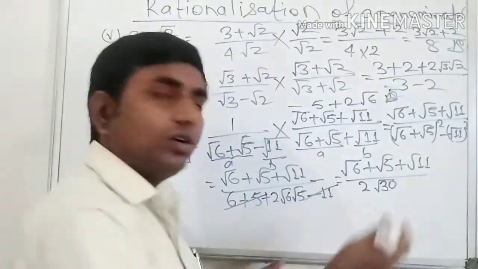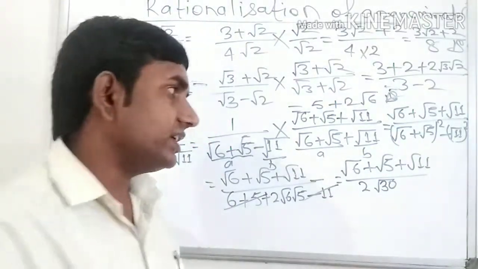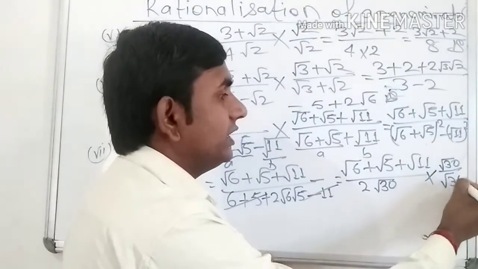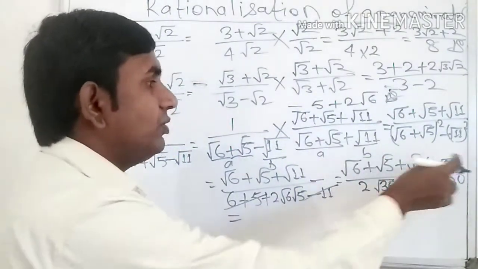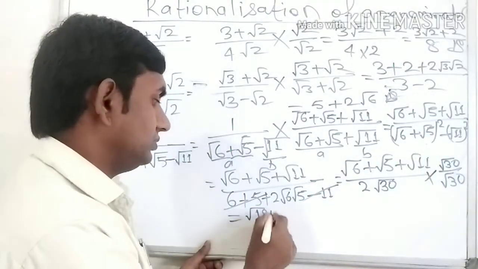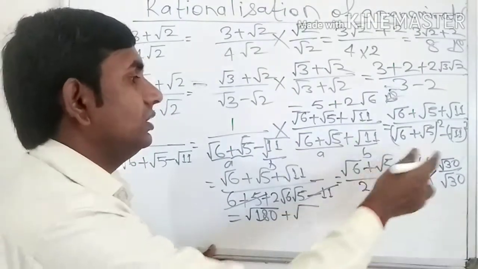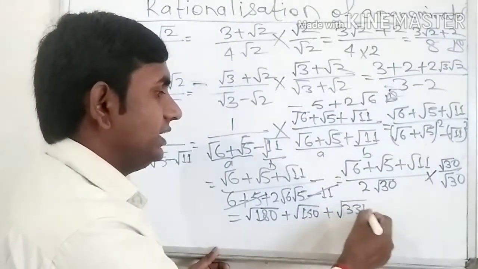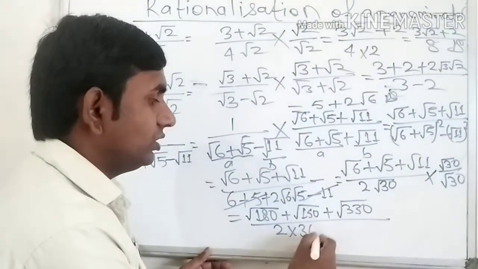Now in the denominator once again we have under root 30, so we have to rationalize it once again. So we have to multiply numerator and denominator both by under root 30. Now, if we multiply this by under root 30, then we have under root 180 plus under root 150 plus under root 330, over, if we rationalize it, 2 into 30.